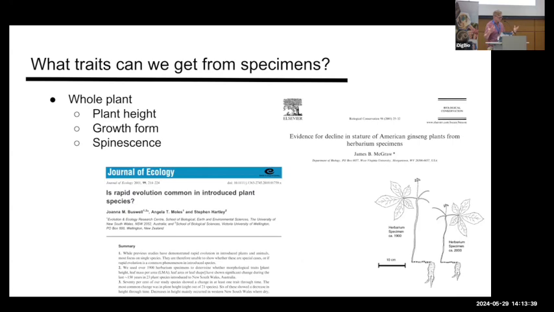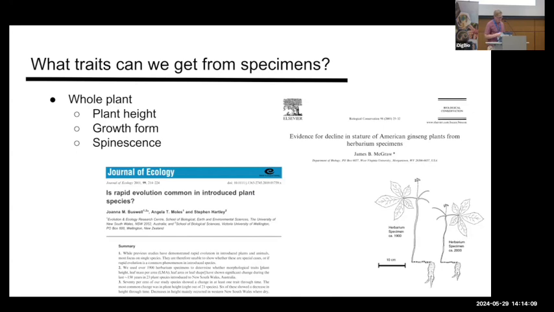So first, whole plant traits like plant height, growth form, spinescence, just as three examples. Here on the right side is a cool paper from over 20 years ago now that used herbarium specimens to look at American ginseng, and there's a little drawing recreation of the results of looking at decline in whole plant size with over-harvesting.